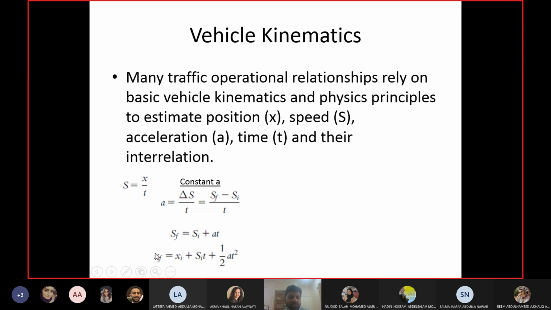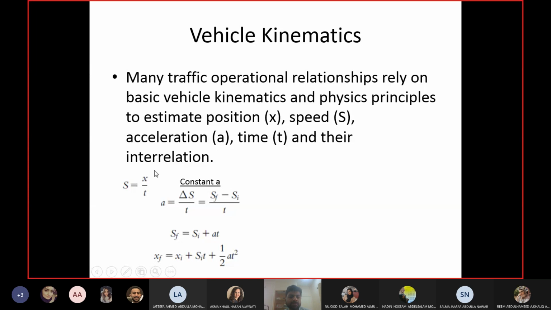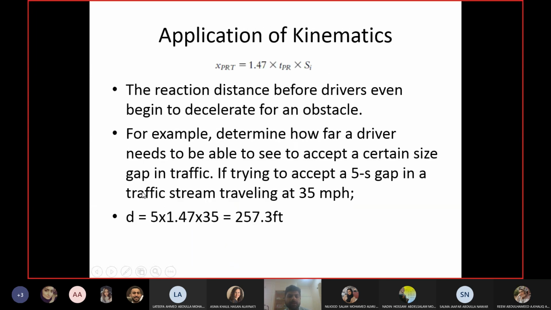And the final position of any moving object will be initial position plus initial speed times the time without acceleration, plus half of acceleration times the square of the time of acceleration. Using the relationship speed equals x upon t, you can find out the reaction distance before the driver begins to decelerate for any obstacle.